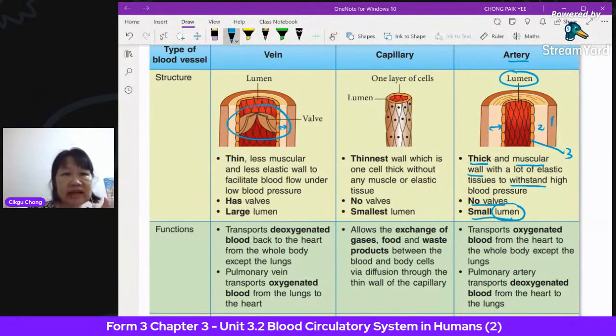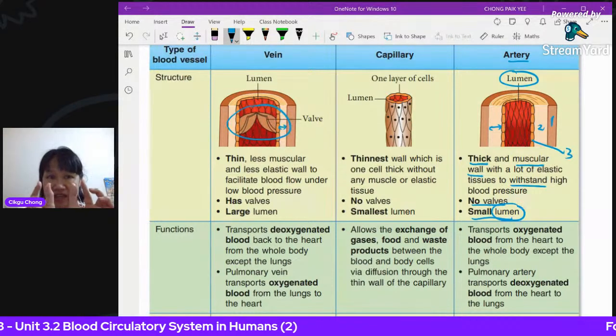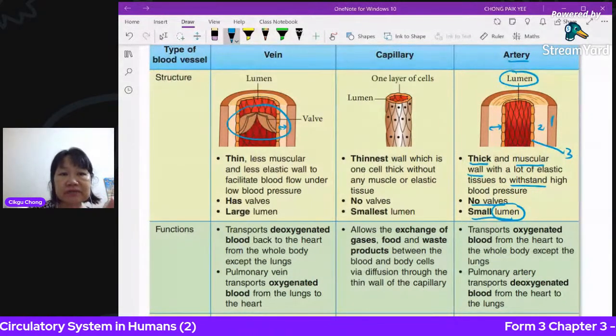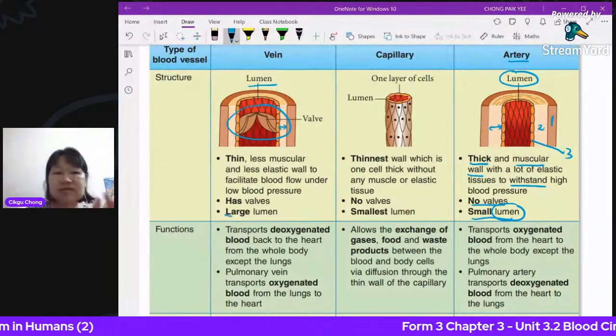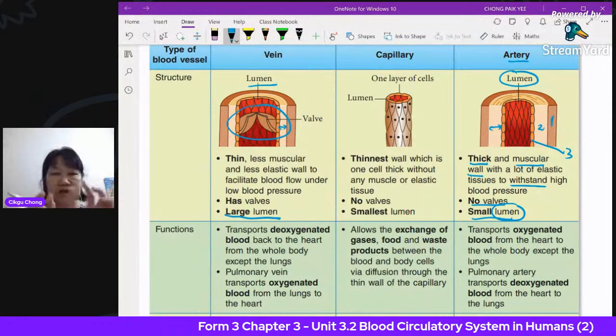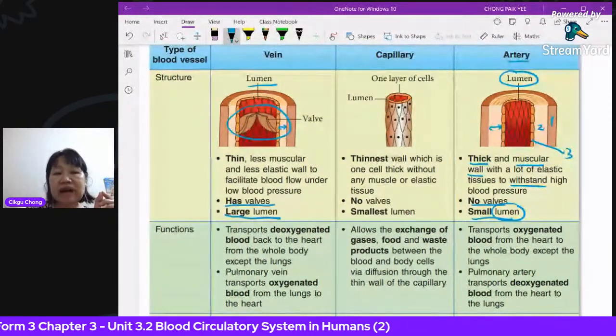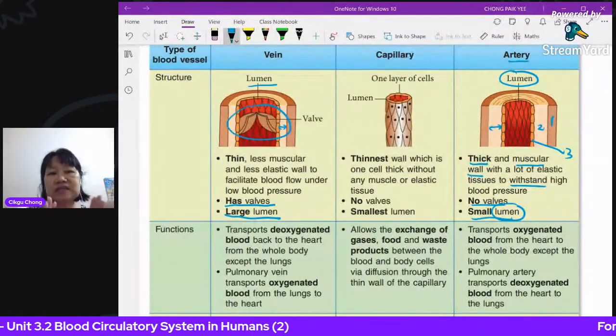But on the other hand, you see the vein. The vein, because the muscle is thin, you find the lumen is bigger. Okay? Right? Can you see the difference? The lumen in the vein is bigger because the muscle is thinner. That's the difference. And it has valves because the blood is low pressure.